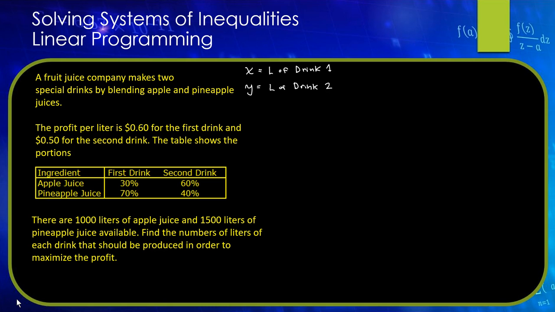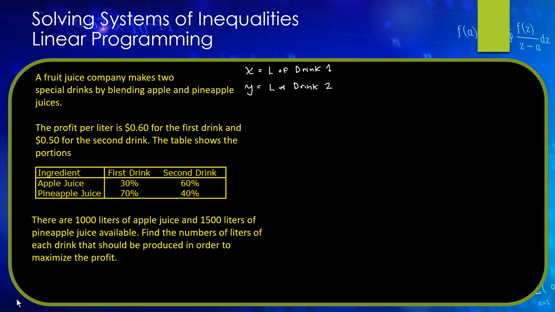Now, for me to figure out how much apple juice is being used, obviously the first drink has 30% apple juice, 70% pineapple juice. So if I take the number of liters of that first drink that were produced and multiply that by 0.3, that's how much of it would be apple juice. And if I multiply that by 0.7, that's how much would be the pineapple juice. Same thing with the second drink. If I take 0.6 times the number of liters of that drink I produce, then that's going to give me the number of liters of apple juice in that drink, and likewise for the pineapple juice.